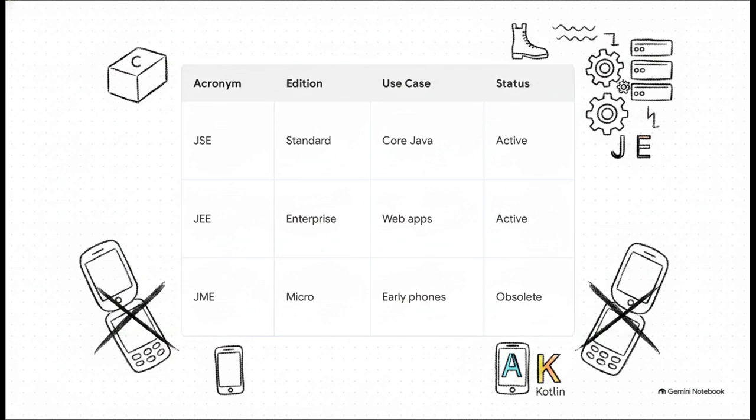Though, side note, it's actually known as Jakarta EE now. Finally, there's JME, Java Micro Edition. This was originally designed to run on early, lightweight mobile phones. Honestly, you can pretty much ignore this one today. It's completely obsolete because modern mobile apps are all built using Android and Kotlin.